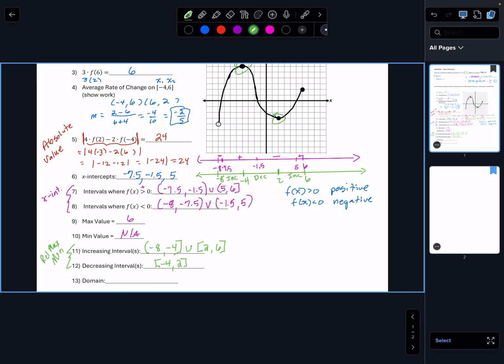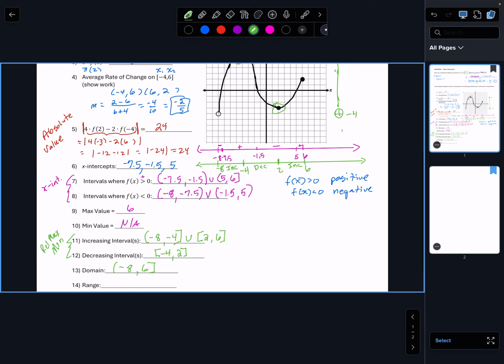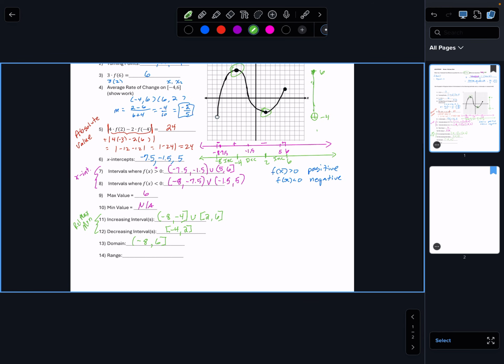And your domain, you start from -8 and you go all the way to where x is 6, and that point is included, so we need to include that. And for the range, you're at -4, but that's going to be open, and it goes as high as 6. It's in between there, so the range is -4 to 6. -4 is not included, the 6 is.